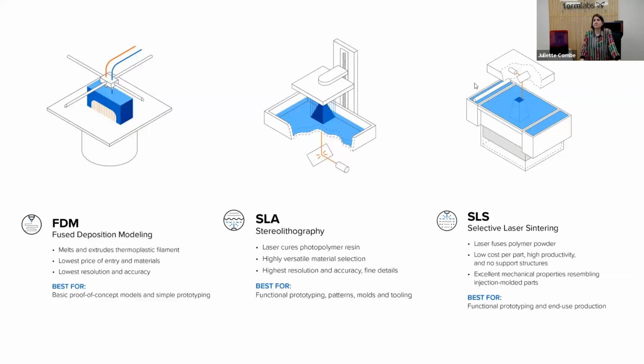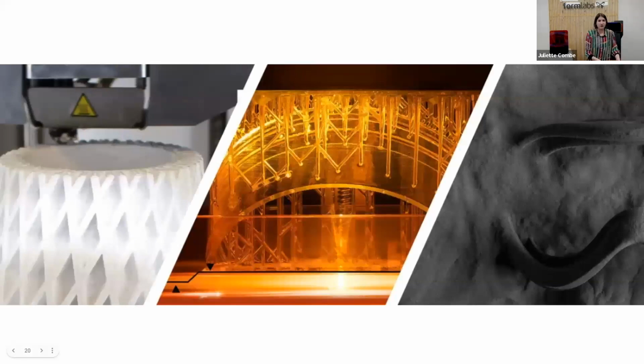and molds as well. And finally, I'm going to look today at SLS technology, which is selective laser sintering, where a laser fuses polymer powders and it produces parts that are very functional, very strong, and usually preferred for industrial application and end-use parts. So those are the three main technologies. You can see here the extrusion on the left, the resin-based in the middle from SLA, and the powder from SLS.